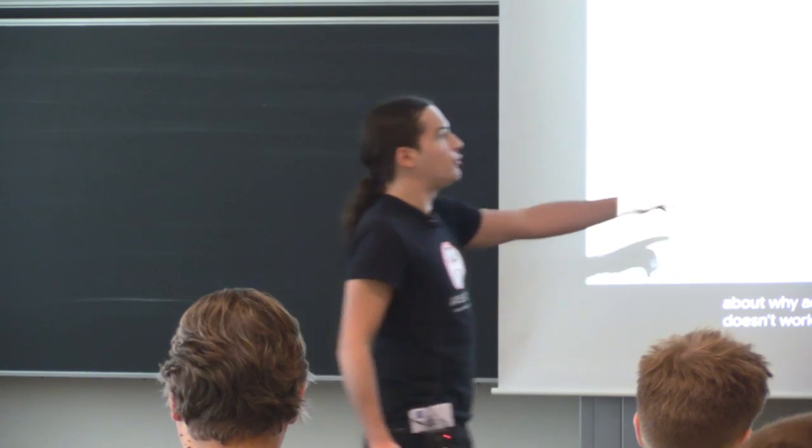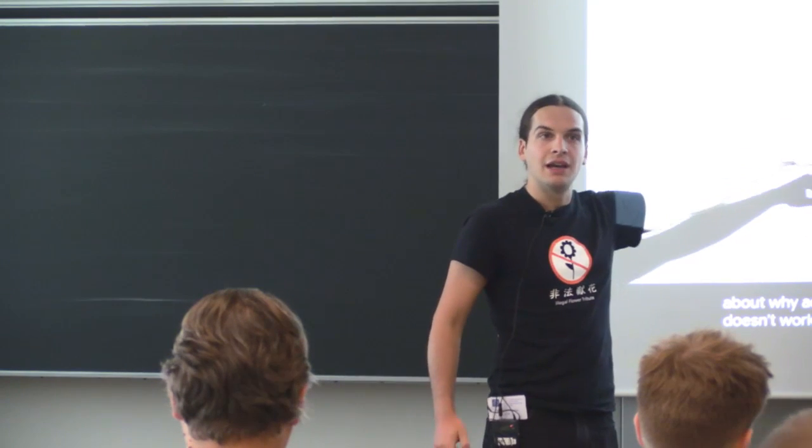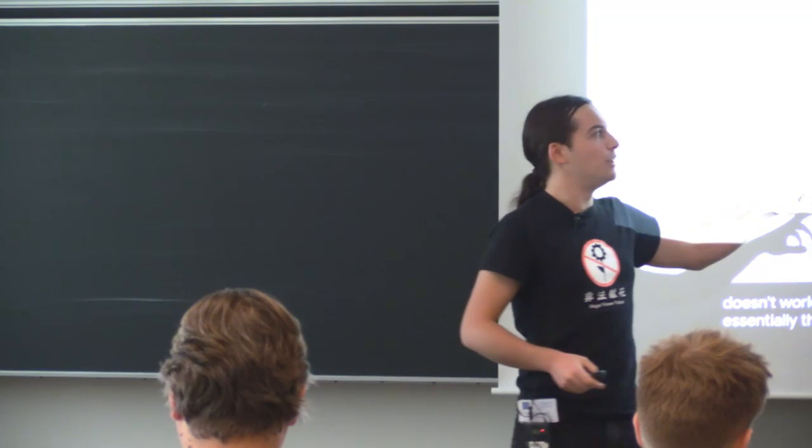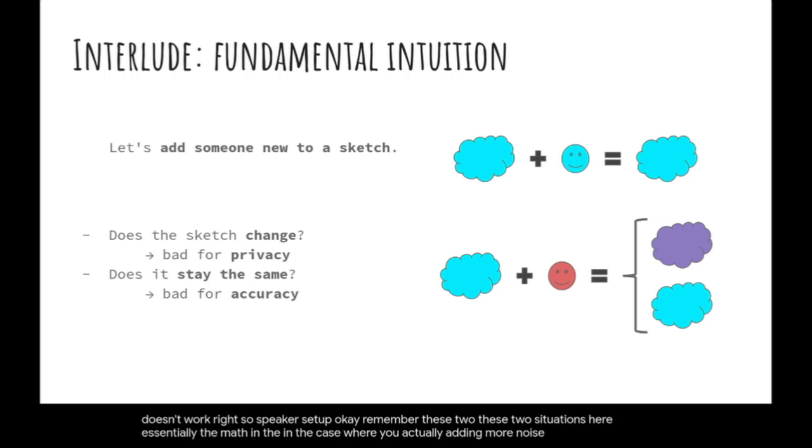Right. Remember these two situations here. Essentially, the math in the case where you're actually adding more noise looks exactly the same, except the little clouds here, instead of being sketches, are full distributions of sketches, like the distribution of sketches you would obtain via the noisy algorithm.